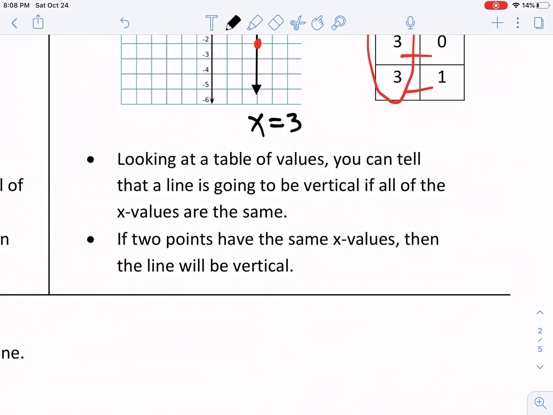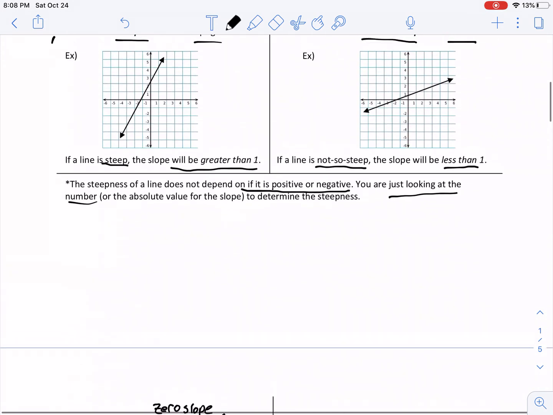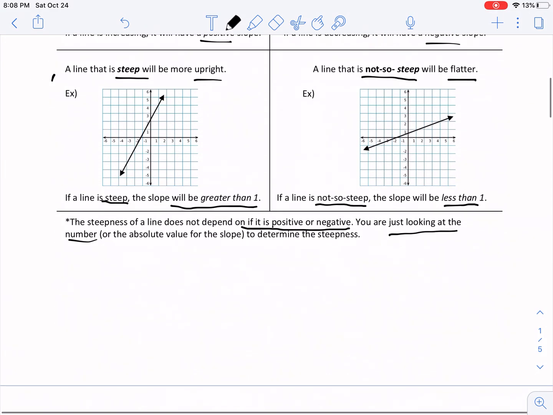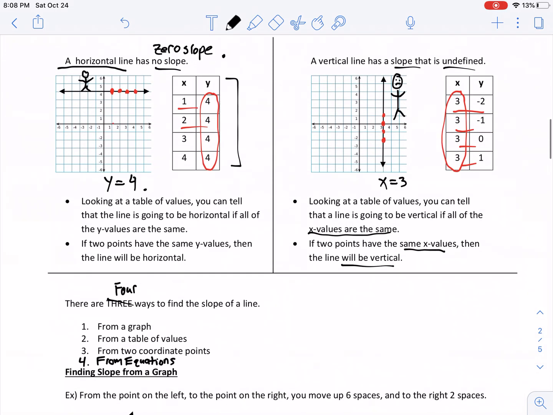Looking at a table of values, you can tell that a line is going to be vertical if all the x values are the same. If 2 points have the same x values, the line will be vertical. Okay, so now, the different types of slopes we can have: positive slope, negative slope. Slope can be described as more steep, being more upright, or not so steep, being flatter. And then also we could have 0 slope, or y equals whatever the y values are in common. Or we could have vertical slope, which is undefined, which would be x equals whatever the x value they have in common.